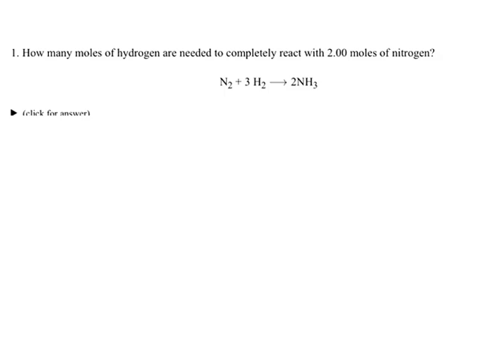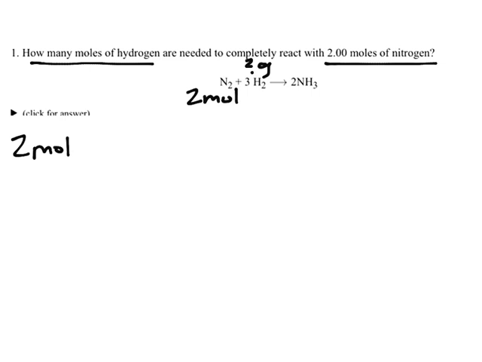Number one asks us to determine how many moles of hydrogen are needed to react completely with 2 moles of nitrogen. So just making some labels here, we have 2 mole of nitrogen, and we're asked to find how many mole of hydrogen is that going to need to react. So begin with our 2 mole of nitrogen.